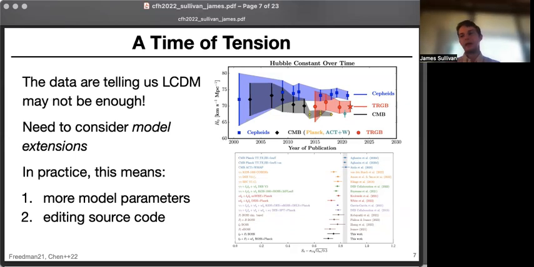And it may be that these differences will be resolved by unaccounted for systematics, but it might also be that these tensions are physical and can be resolved by model extensions, physical add-ons to the standard ΛCDM model that we use today. And in practice, model extensions that are physical mean adding new parameters for the new components. And it means, for a Boltzmann code, editing the source code, because Boltzmann codes are required for pretty much any computation in CMB or LSS.